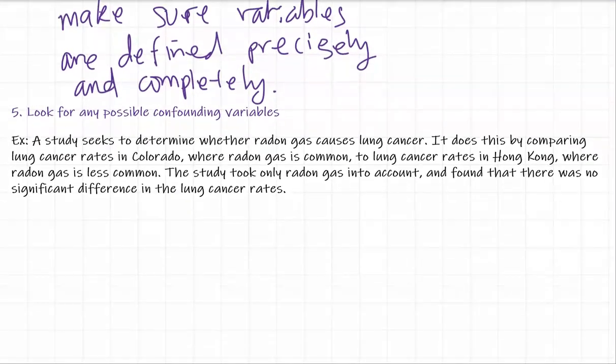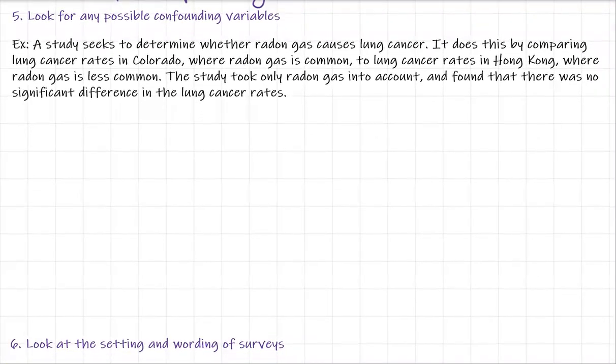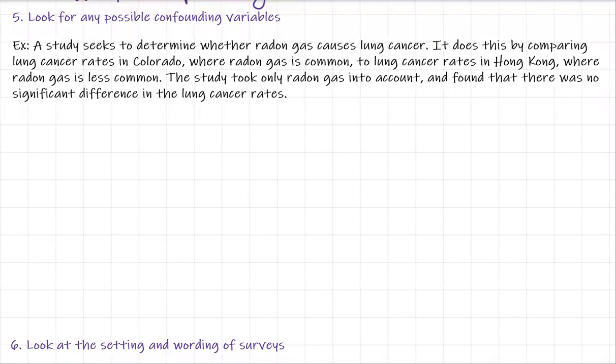Speaking of variables, our next guideline is to look for any possible confounding variables. We talked about confounding variables in section 1.3. And remember, confounding variables are variables that could potentially cause the effect you're looking for, the thing that you want to conclude stuff about, okay? So let's look at this example really quick. A study seeks to determine whether radon gas causes lung cancer. It does this by comparing lung cancer rates in Colorado, where radon gas is common, to lung cancer rates in Hong Kong, where there is less radon gas.